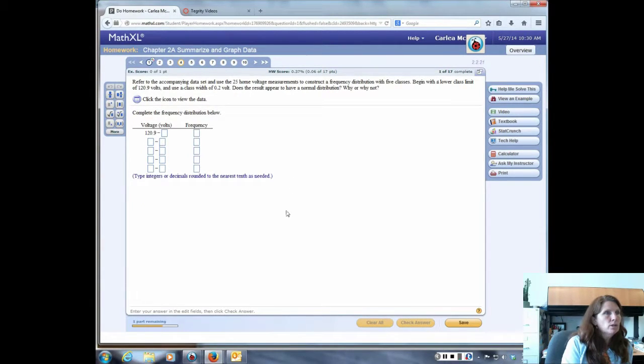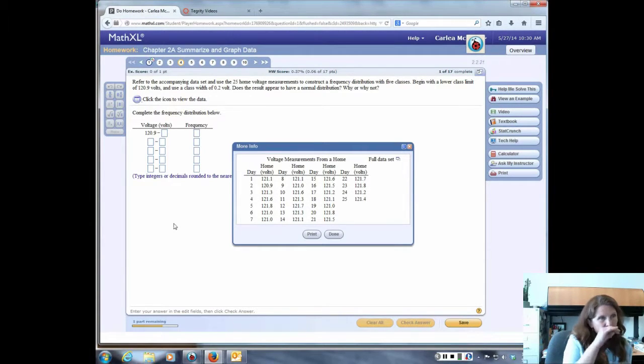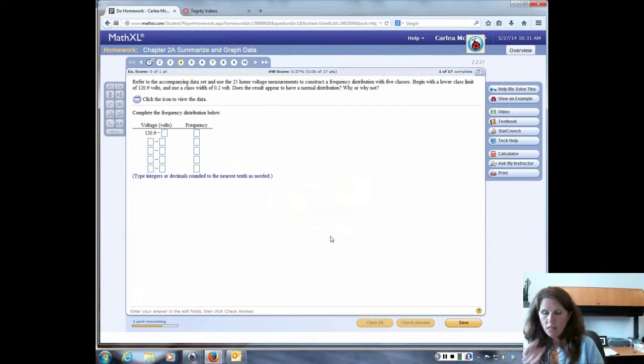And here we want to look at the set of data again. You have to click on that to see it, and then build a frequency distribution with 5 classes. Begin with the lower class limit of 125.6 and use a class width of 0.2 volts. Does the result appear to have a normal distribution? Why or why not? So the class width is 0.2. I'm going to take you over to my screen in a second. That's the same thing I got, so that's good.